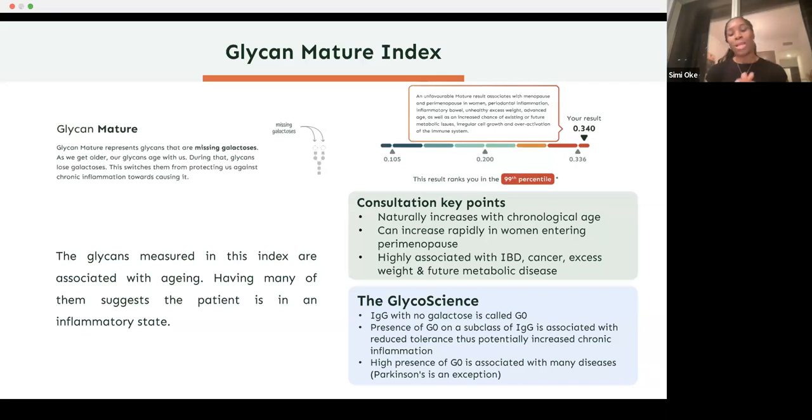And so when do we see this index increase? As I mentioned, it increases naturally with chronological age, but we also see it rapidly increase in women when they're entering perimenopause. We have a lot of partners who are using GlycanAge to help their female clients understand where they are in terms of their cycle. If you have a female client who you're testing regularly and you see a significant increase in their GlycanAge, especially around the age of menopause, late 40s or early 50s, this can be indicative of them entering perimenopause.